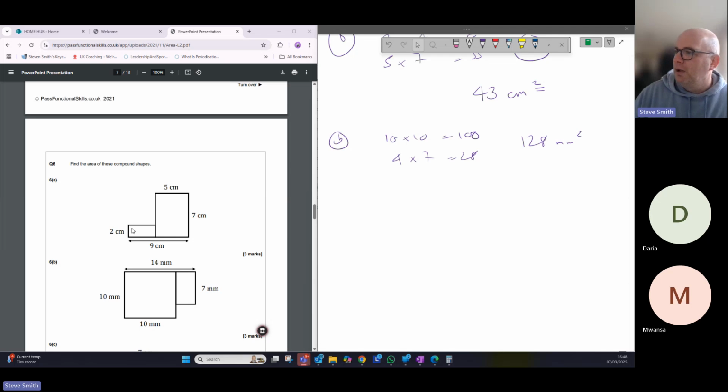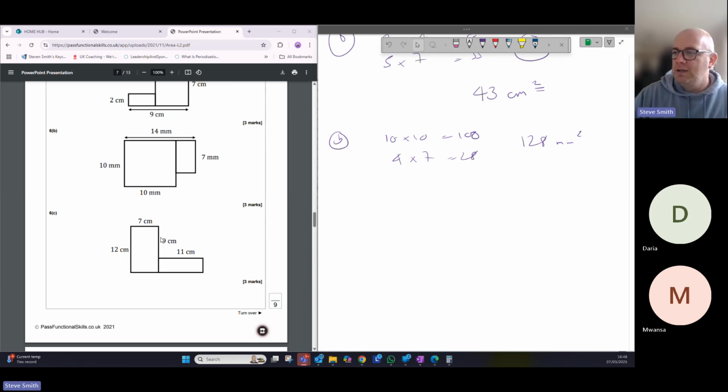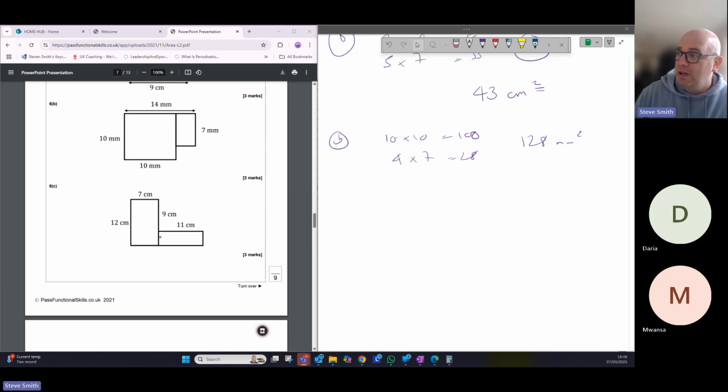Yeah, I can. Okay, so we've got 128 millimeters squared for B. And then part C. Same thing again, exactly the same process. It's split it for us. We've got 12 times 7, 84. And then we've got 11 times something. Okay, we know the full length is 12. We know that length is 9. 12 take away 9 is 3, so 11 times 3 equals 33. So we can see there we've got 84 plus 33, 117. And that's centimeters squared. Sorry, I missed my centimeters squared.